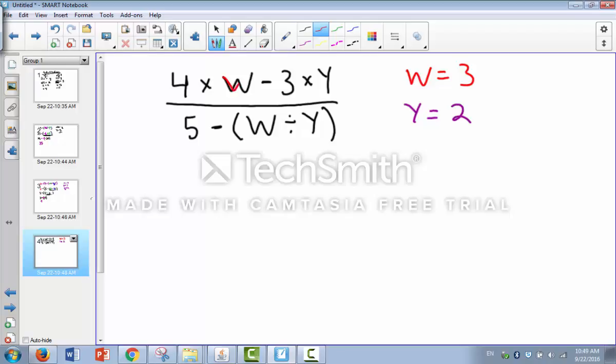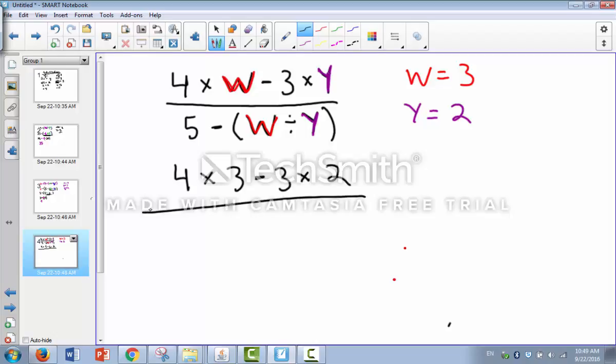So every time we see a w, we're going to rewrite this and put 3. And every time we see a y, we're rewriting and putting 2. 4 times, instead of w, I'm putting 3 here, minus 3 times, instead of y, I'm putting 2. And on the denominator, instead of w, I'm putting 3. And instead of y, I'm putting 2. Wow, okay, so let's solve this question.